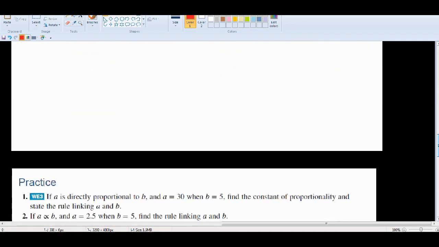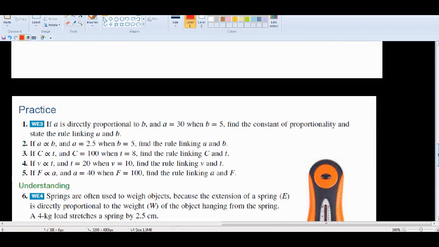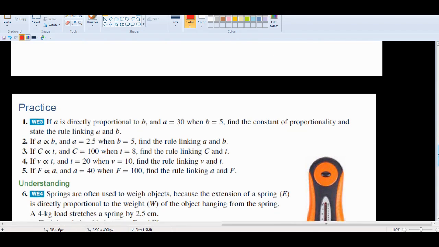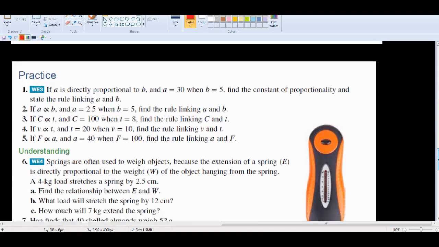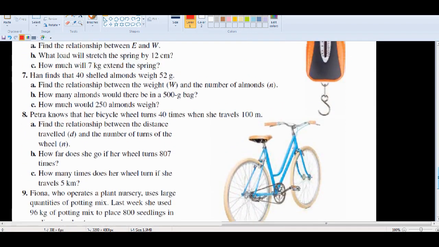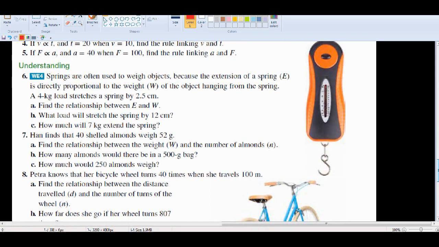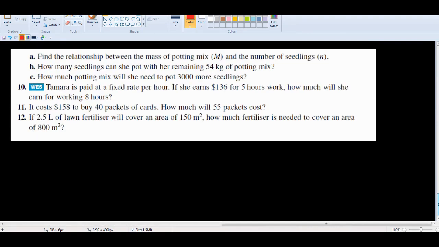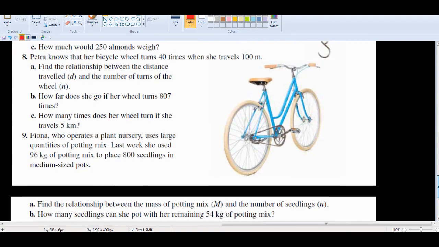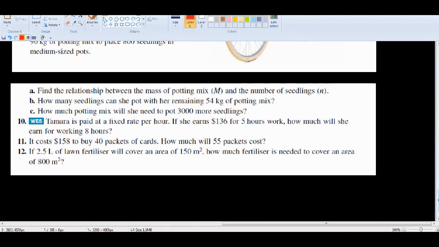So this video is very simple. It just involves the process of setting up a rule for direct proportion. There are some practice questions for you to try by yourself, and you can check the answers from the notes. That's for today's video.